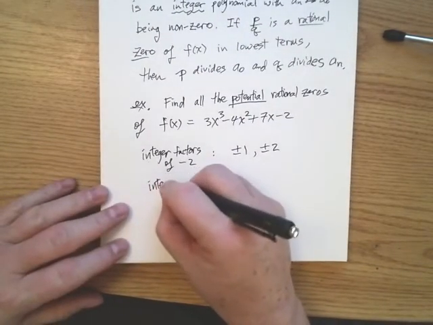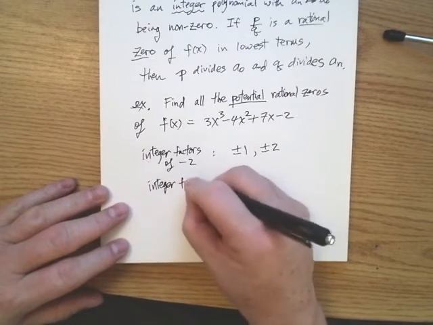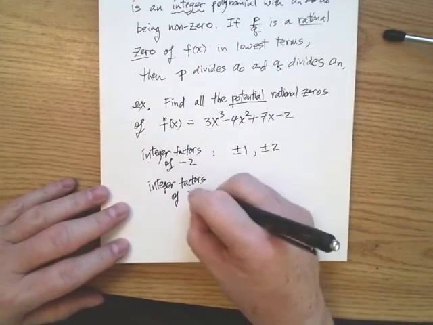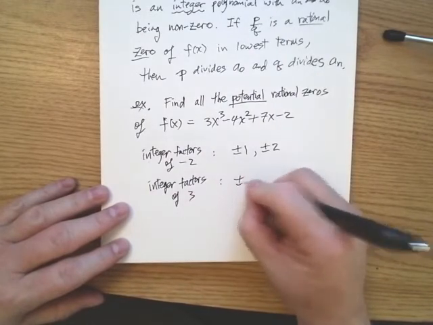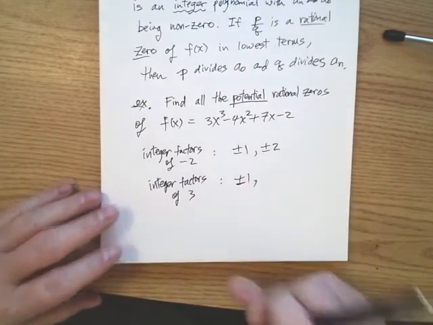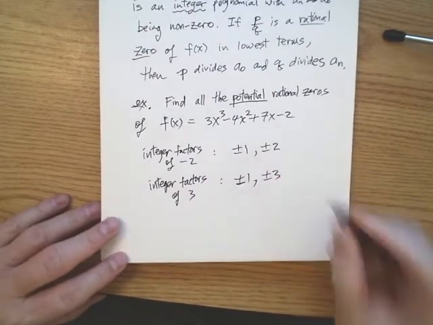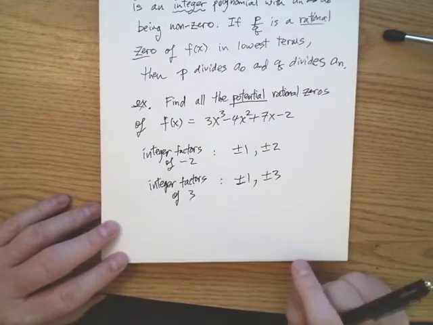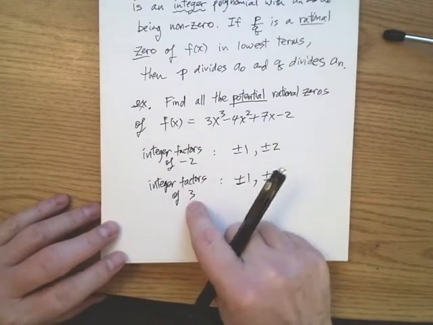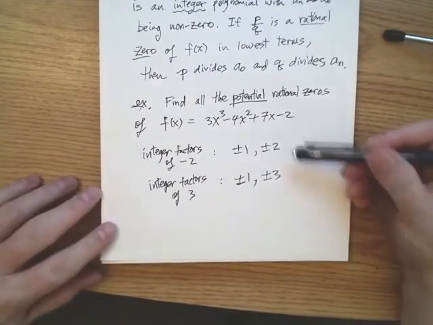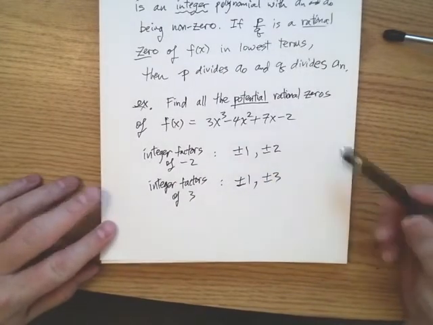Okay, the integer factors of the leading coefficient. Leading coefficient is 3. Plus or minus 1. Remember, we're talking about integers, so you want to include the minus. Plus or minus 1, plus or minus 3. These four numbers are the only integers that divide 3. Now, here's what you want to do. You want to get them in this order so you don't get these turned around here.